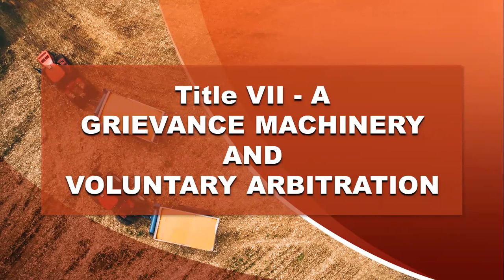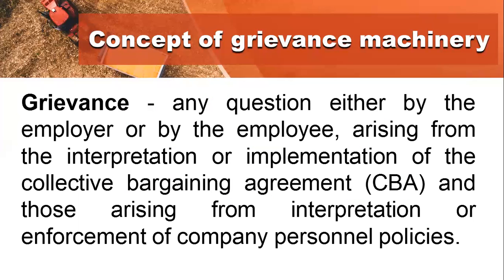We now come to the discussion on Title 7 of Book 5 of the Labor Code, which deals with grievance machinery and voluntary arbitration. Grievance is any question, either by employer or by the employee, arising from the interpretation or implementation of collective bargaining agreement. It could also be with respect to interpretation or enforcement of company personnel policies, like, for example, issues about vacation leaves, issues about wages, and even with respect to the economic and non-economic provisions of the CBA.